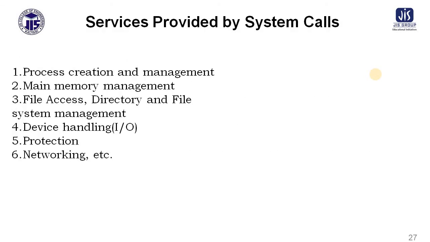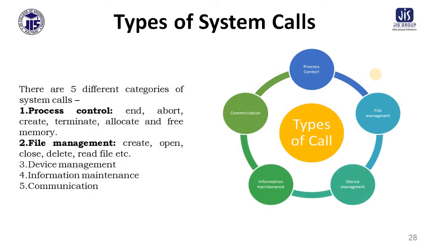So what are the services provided by system calls? Process creation and management, main memory management, file access, directory and file system management, device handling, protection and networking. These kinds of services are provided by system calls. So what types of system calls are available? Just see the diagram: process control system calls, file management system calls, device management system calls, information management system calls, and communication management system calls.